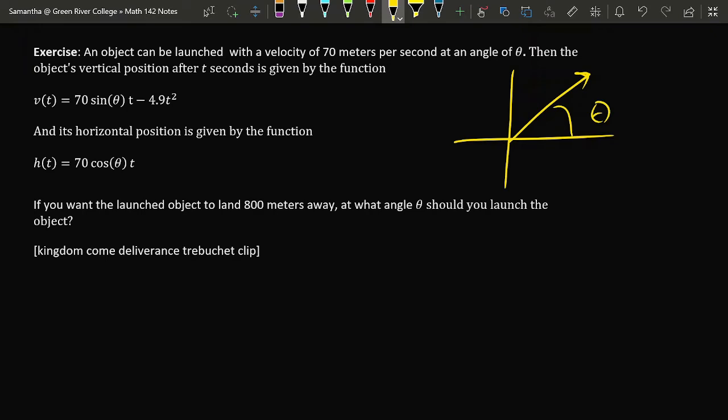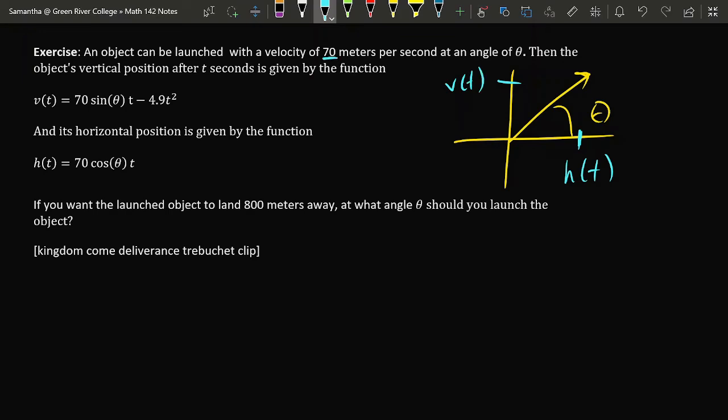Now in physics, you develop formulas to help you predict the position of the object after a certain amount of time. The object's horizontal position, how far it's made it in the x direction, which here is being called h of t for its horizontal position at time t. And there is another formula from physics to help you predict the object's vertical position.